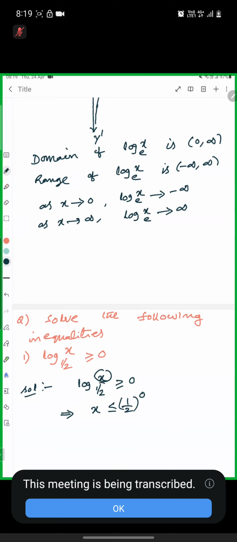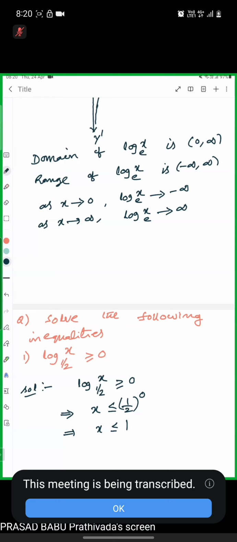This is x, this is a, this is y. So x less than or equal to a power y, because the base is less than 1. From this we get x less than or equal to 1, since (1 by 2) to the power 0 is 1 only. And listen, one thing: if you solve this inequality log x to the base 1 by 2 greater than or equal to 0, we get x values which are less than or equal to 1. That means minus infinity to closed 1.